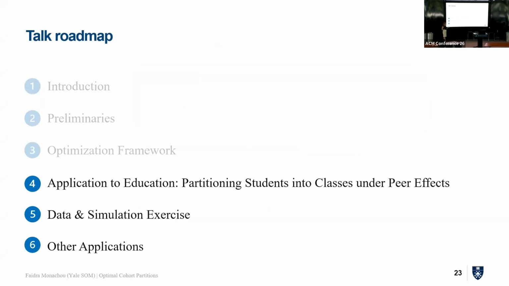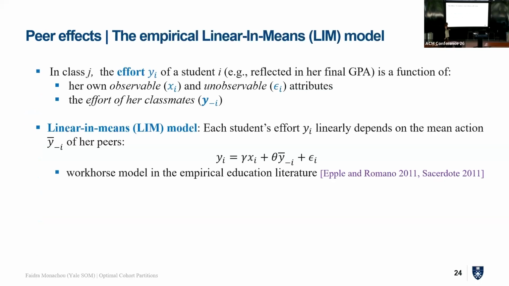Okay, so what does this mean for education? We now apply this framework to a problem where we partition students into classes under peer effects. For that, we need a model of how to model students' behavior. We use the workhorse empirical model from the education literature, which is called linear-in-means.